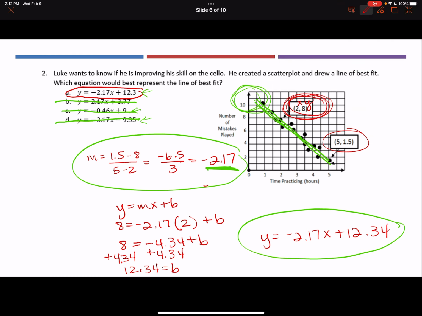But if that's confusing to you, that's okay. You just work out the whole thing, no big deal.